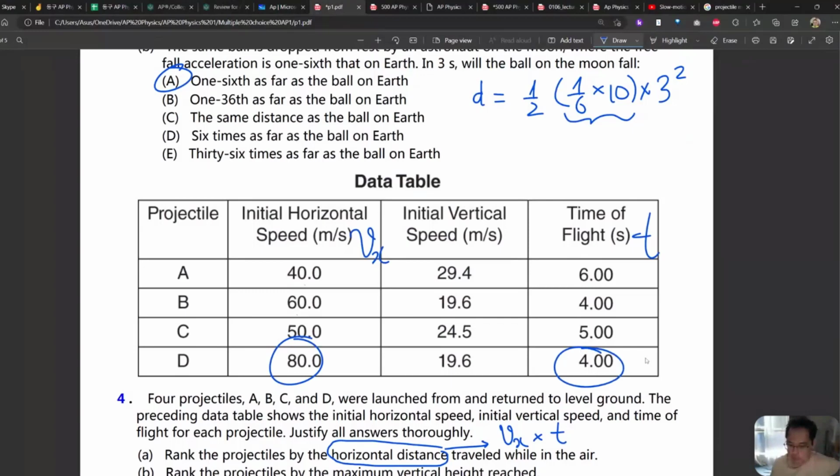80 multiplied by 4, 320. 50 multiplied by 5, 250. 60 multiplied by 4, 240. 40 times 6, the same thing. Okay, so the greatest one is D. And rank it. So the order is D, C, and B and A actually the same.